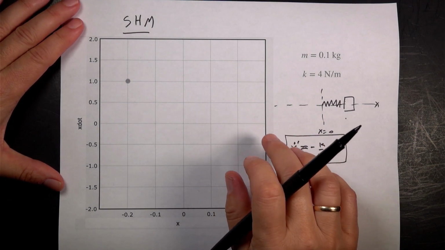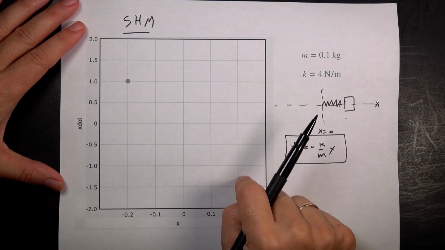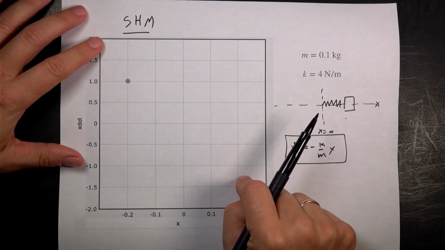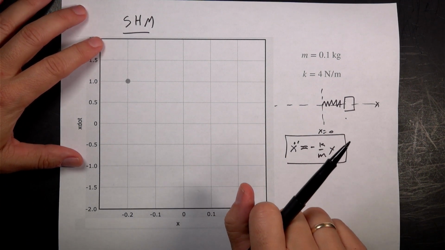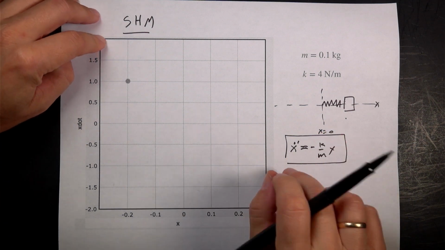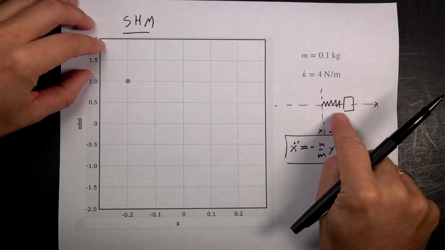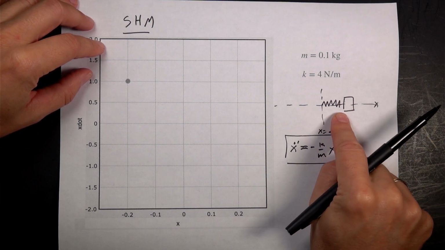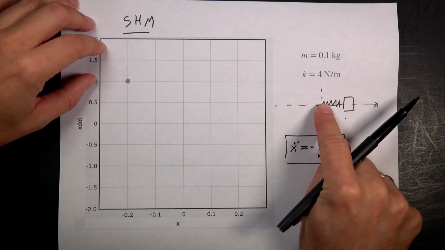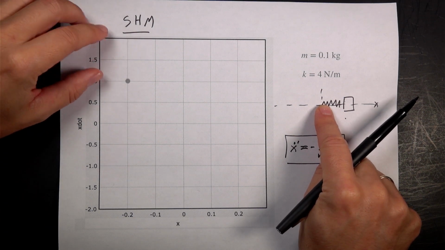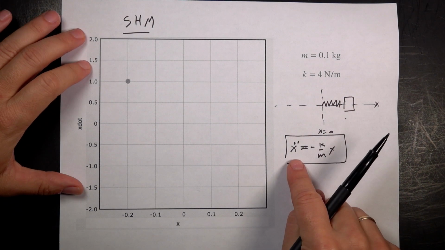I have here an incomplete phase space diagram for a simple harmonic motion, and we're going to sketch it. So let's think about what's going on here. I know I have a mass connected to a spring, and at x equals 0, there's 0 force. This doesn't start at x equals 0, though. And so from that, I get the following differential equation.